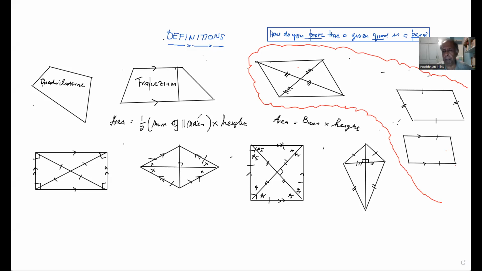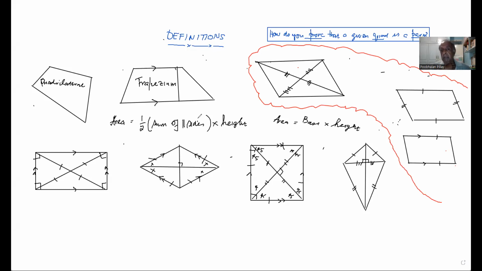Next, we go on to a rather important question. And the question is, if you are given a quadrilateral, can you prove that that quadrilateral is a parallelogram? In other words, under what conditions would a quadrilateral be a parallelogram? You're not given it's a parallelogram. You're not told that its opposite sides are parallel.